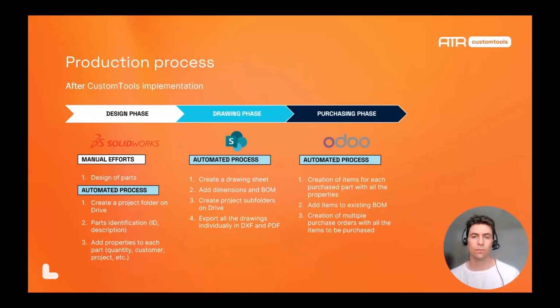With CustomTools, Olsen Engineering transformed their production process. Automated actions replaced manual tasks, enhancing efficiency across all phases. Tasks like file exports, property additions, and purchase order creation now happen seamlessly, saving valuable time.